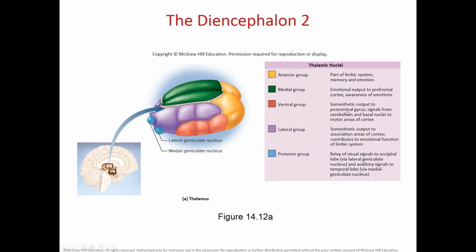For the ventral group, somatosensory output to the postcentral gyrus. And then it also sends signals to the cerebellum and to the basal nuclei of the motor cortex. And then the lateral group has similar functions as the ventral group, but it also contributes to emotional function of the limbic system, similar to the anterior group. And the posterior group helps us relay signals into the occipital lobe, like visual signals, and then auditory signals into the temporal lobe via the geniculate nucleus.